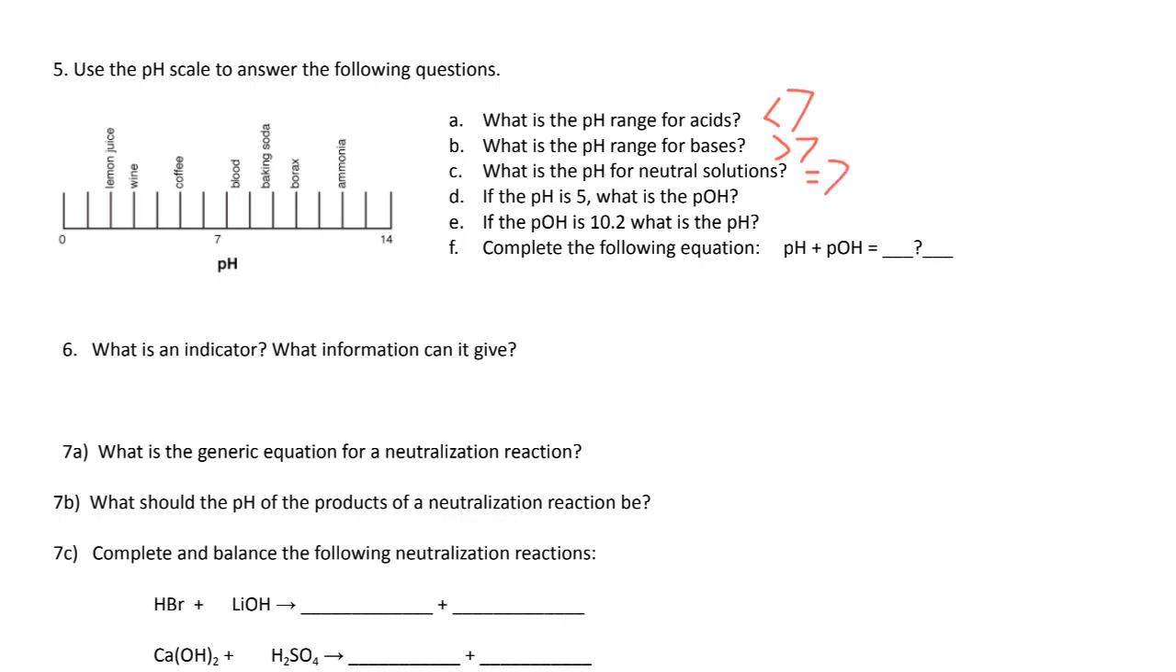And there are some cutoffs for like a strong acid versus a weak acid. But as long as you just remember this basic, less than 7, greater than 7, equal to 7, I think you're going to be okay.